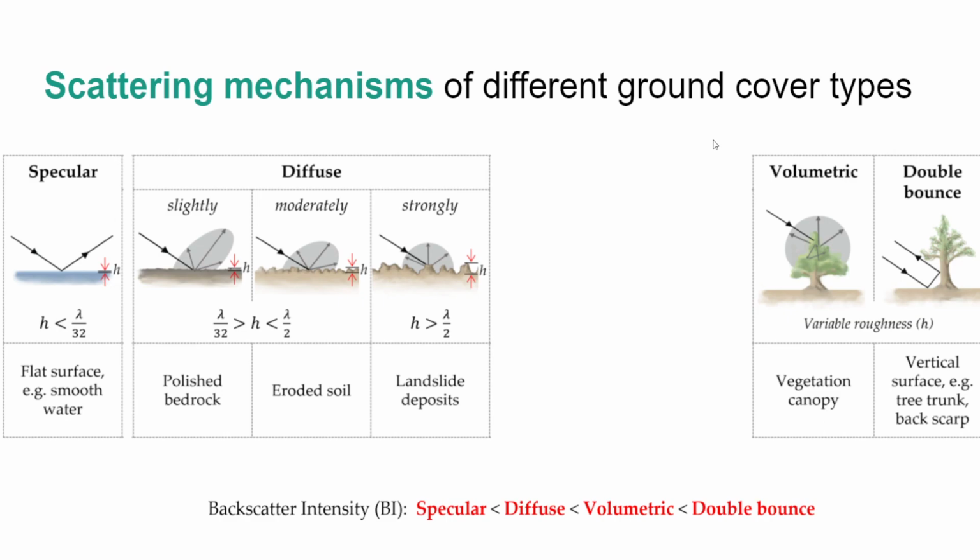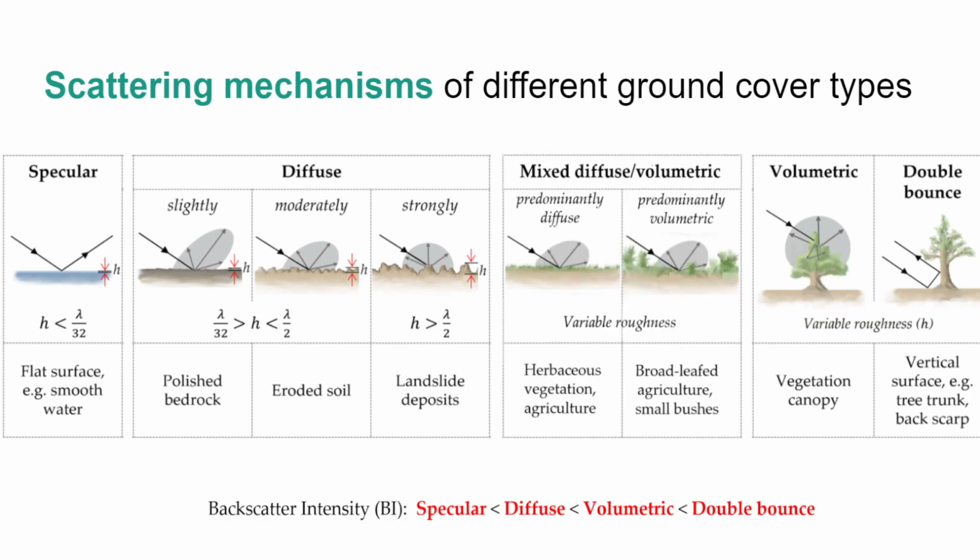And then you also have double bounce, which occurs off vertical surfaces. That's the highest return, when the waves bounce back towards the sensor off vertical surfaces such as tree trunks or vertical cliffs. And then you can also get a mix of these, where you have thin vegetation or mixed or herbaceous vegetation, which is like non-woody vegetation.